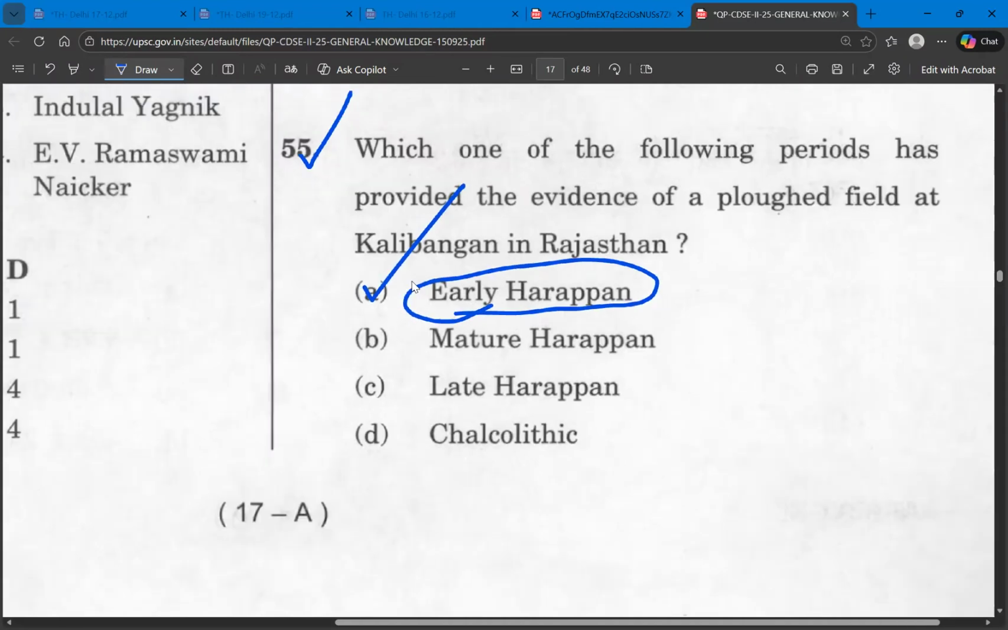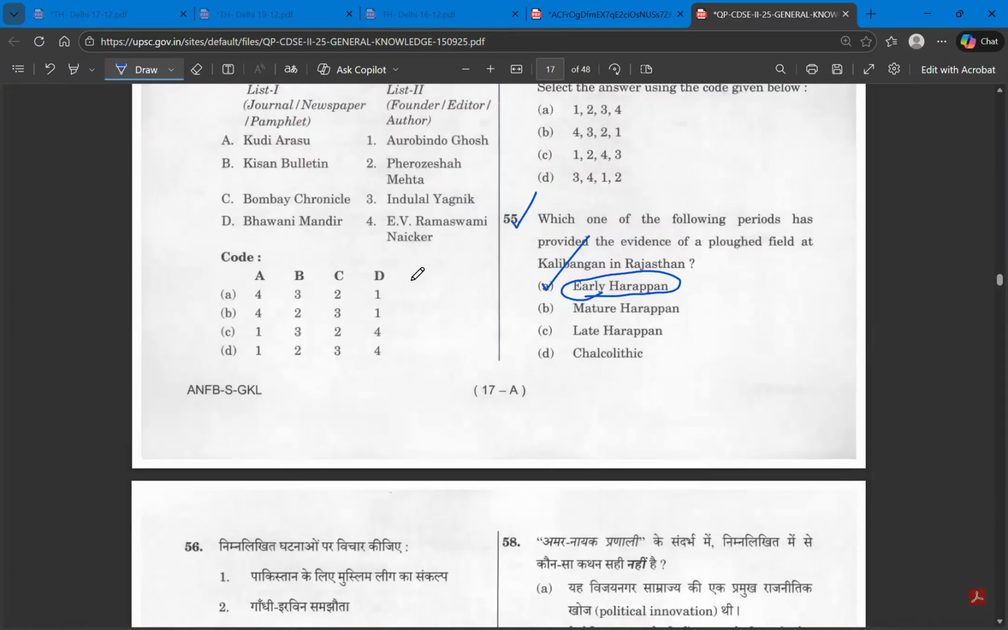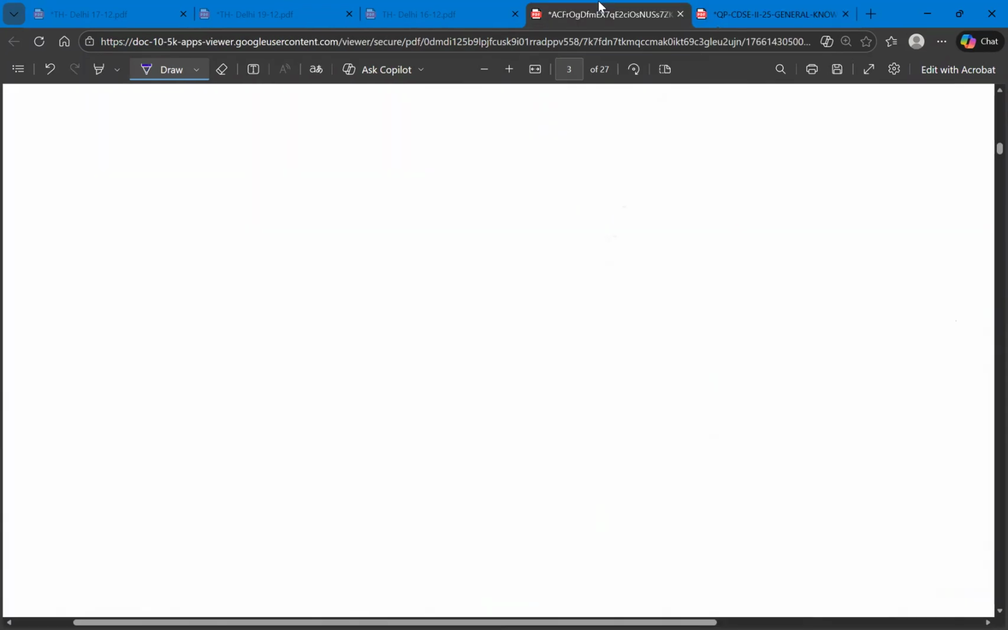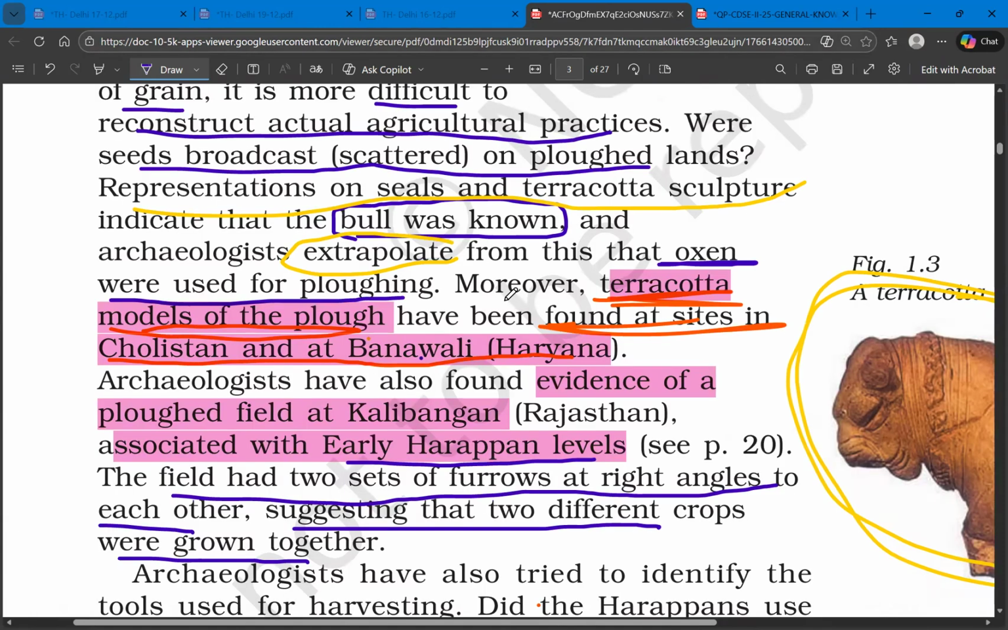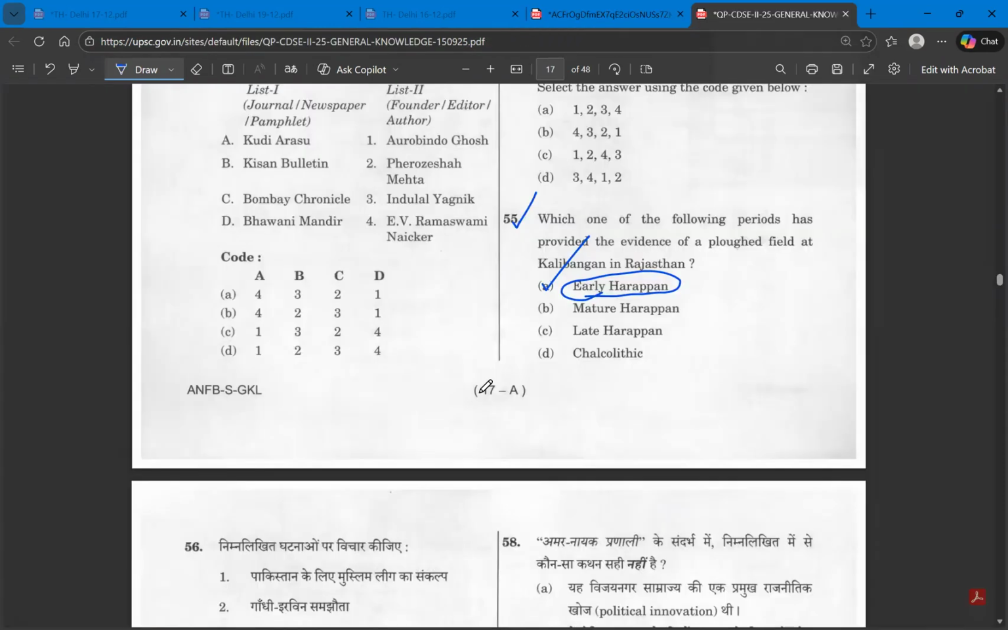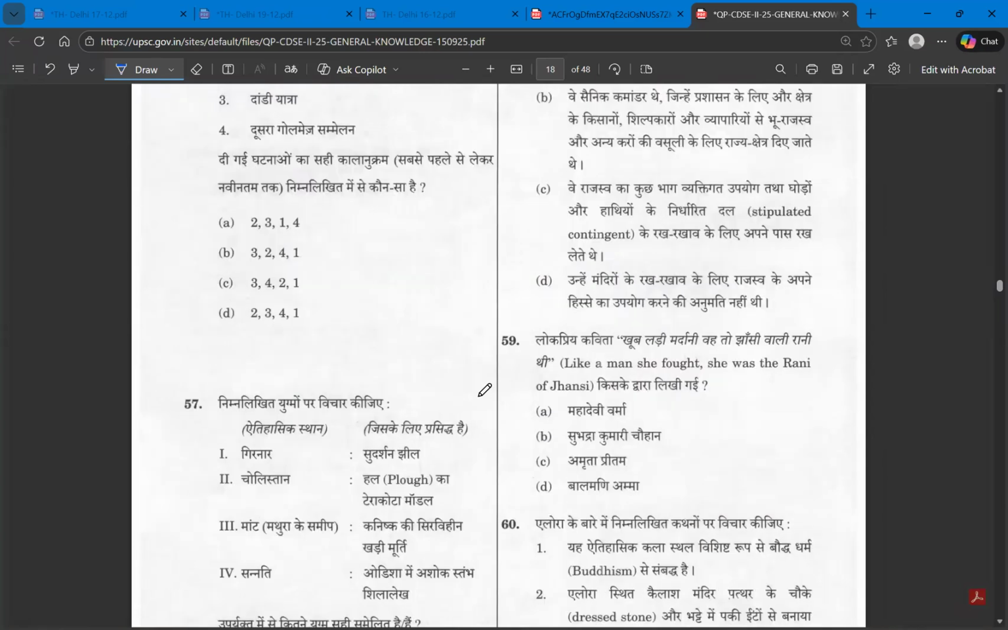So this is how the questions are asked. There is no direct throw of questions at the candidates, but there is so much indirect questioning. So we need to be very sure about what we study in the textbook or in NCERTs.